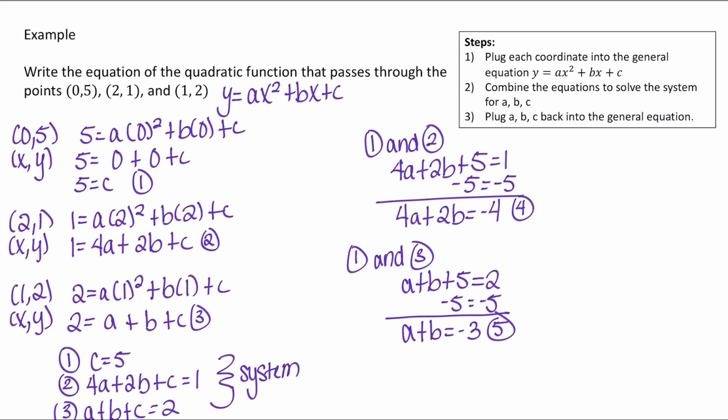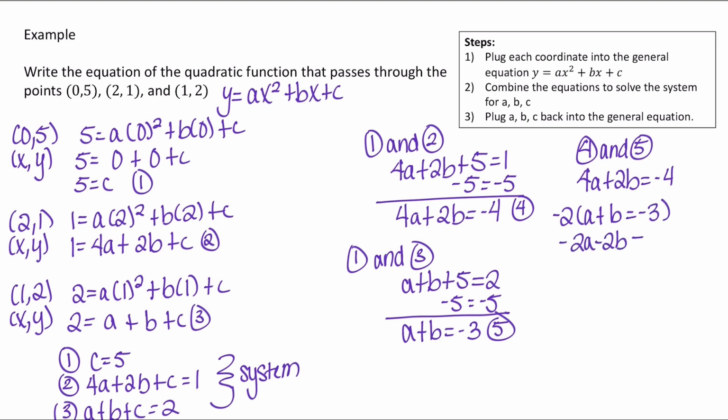So now I'm going to combine equations 4 and 5. When I do that, I want to think about which variable I want to eliminate. Notice that in equation 4, I have 4a plus 2b equals negative 4. So let's say that I want to eliminate b. I'm going to take equation number 5 and multiply it by negative 2. So I have negative 2 times a plus b equals negative 3. That gives me negative 2a minus 2b equals negative 2 times negative 3, which is 6.